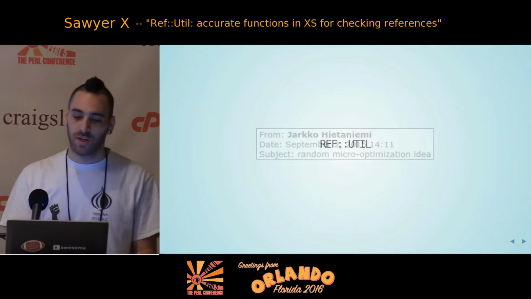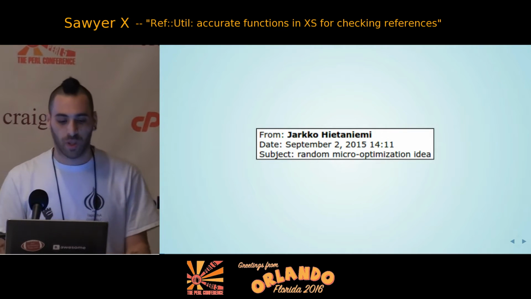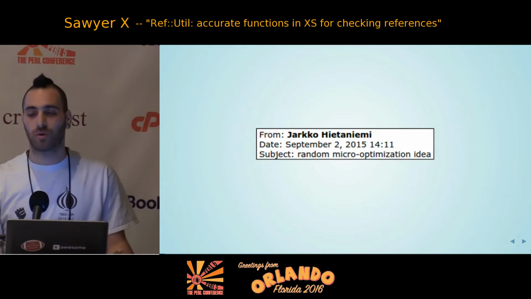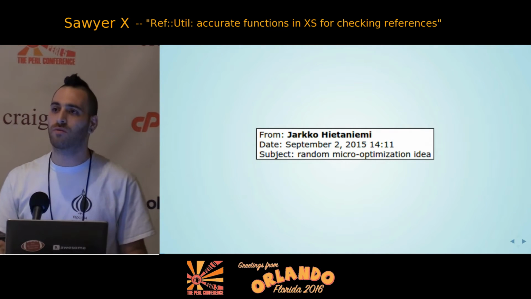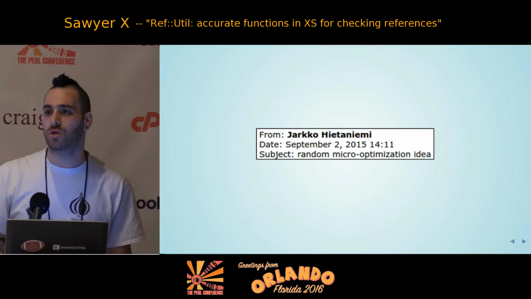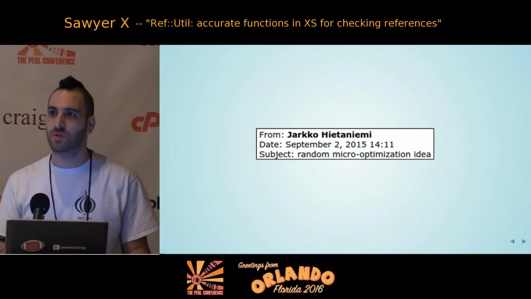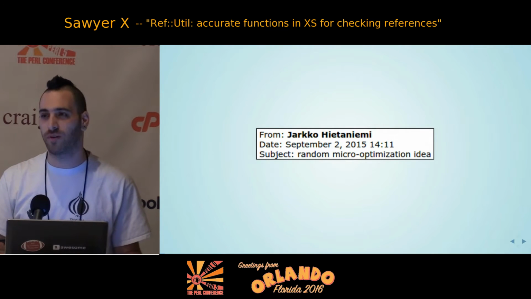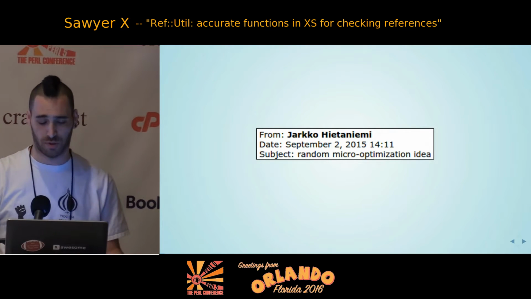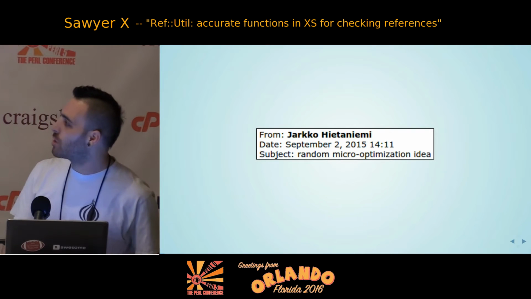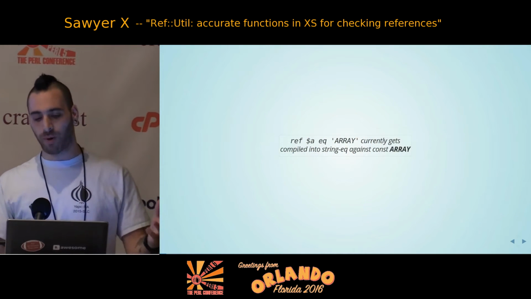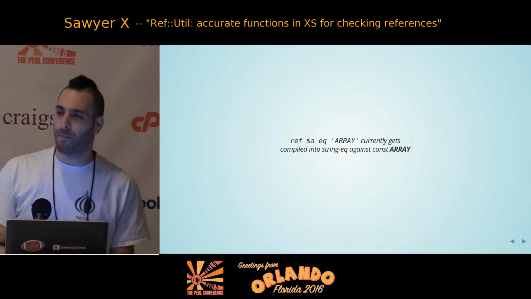All right, so a little bit about Util. It started from a small email by Jarkko Hietaniemi, who is one of the older generation Perl 5 developers. By Wikipedia, he is in charge of about a quarter of the Perl 5 code, so this is a serious person. He wrote a small email saying, hey, I have a random idea for a very, very small micro-optimization. This is from his email.